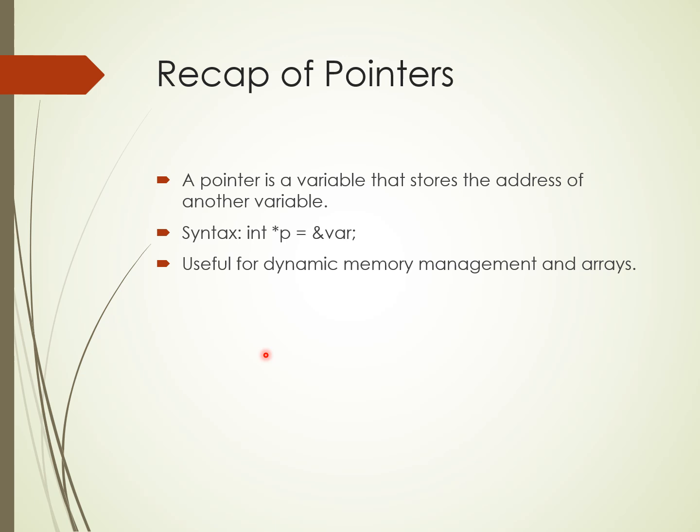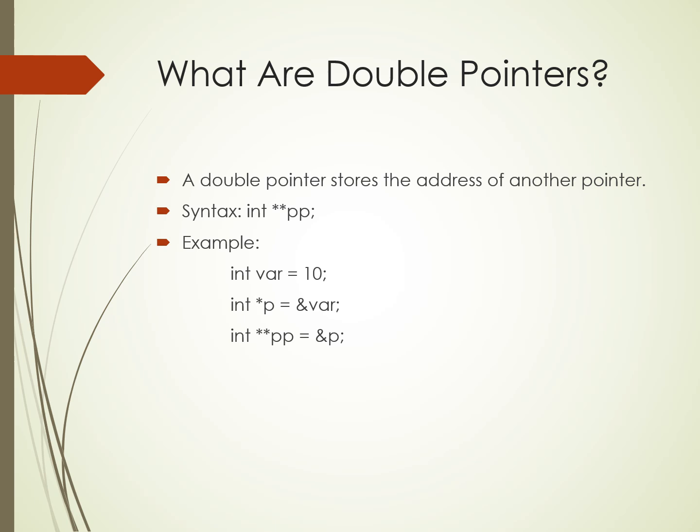Now, why stop at a single level? In some scenarios, we may need a pointer that points to another pointer. Double pointers or pointers to pointers are variables that store the address of another pointer. We can declare a double pointer with the data type. For example, I have taken integer here. So we can take this syntax int **pp. Here I have declared an integer double pointer **pp.